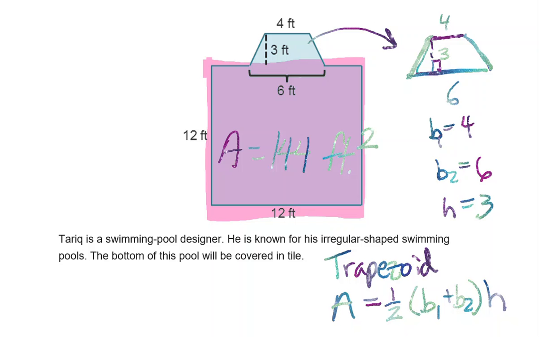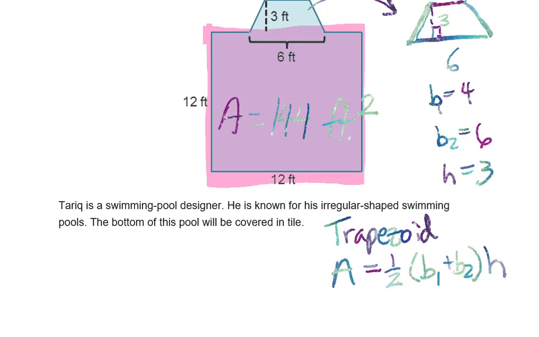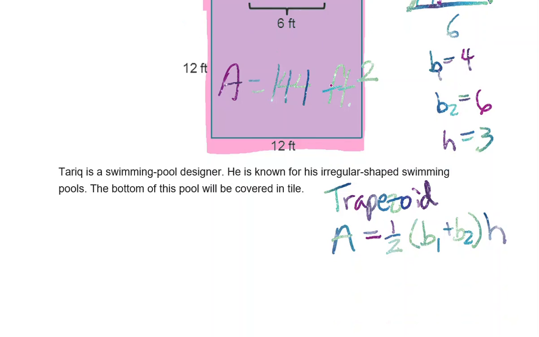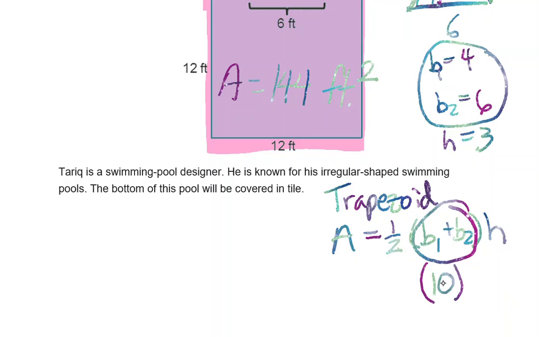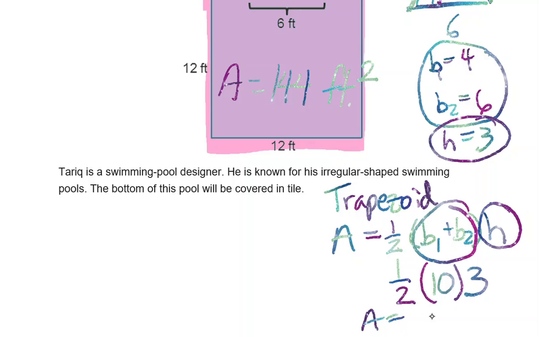So if we use the numbers that we were given, we would have base 1 plus base 2. The two bases that are parallel are 4 plus 6, which is 10, times the height, which is 3. And then we have to divide that by 2, or take 1/2. 10 times 3 is 30. Half of 30 is 15. 30 divided by 2 is 15. So the area of the trapezoid is 15 feet squared.